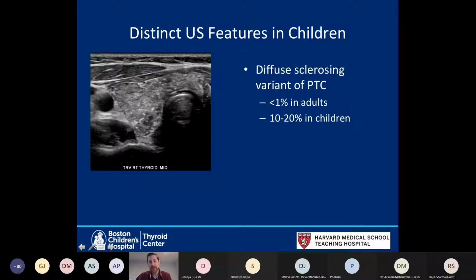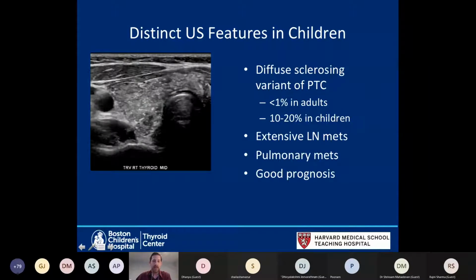Adult radiologists may or may not recognize this because this is present in less than 1% of adult thyroid cancers, but in children it's actually a fairly common presentation. And this variant is associated with quite aggressive local metastasis and even distant metastasis to the lungs. Nevertheless, if it's identified and treated, they do extremely well, as do most children with thyroid cancer. So it's very important to recognize this and not say, well, this is heterogeneous, it's probably just autoimmune thyroiditis. This is thyroid cancer.